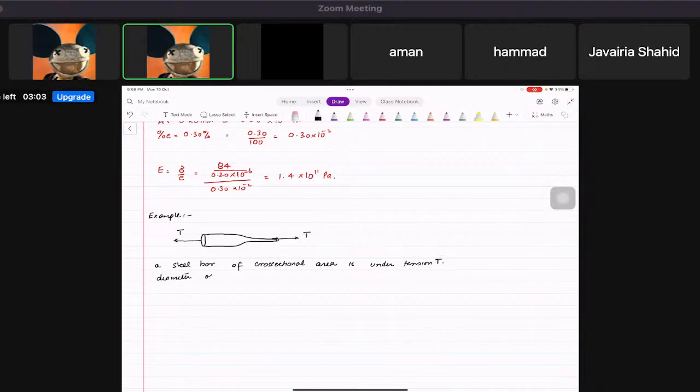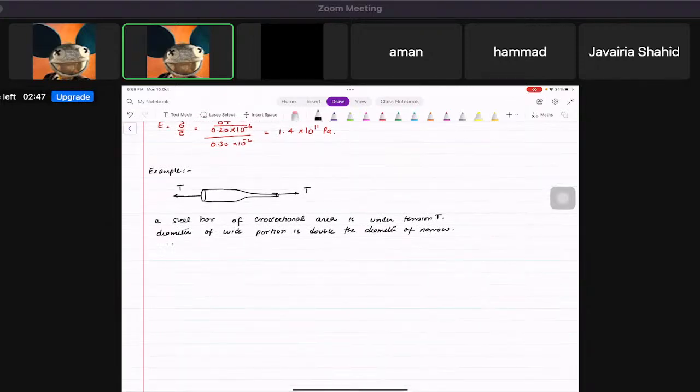Diameter of wide portion is double the diameter of narrow. Now it says what is the ratio of stress in wide portion over stress in narrow portion. That's what they've asked, okay?